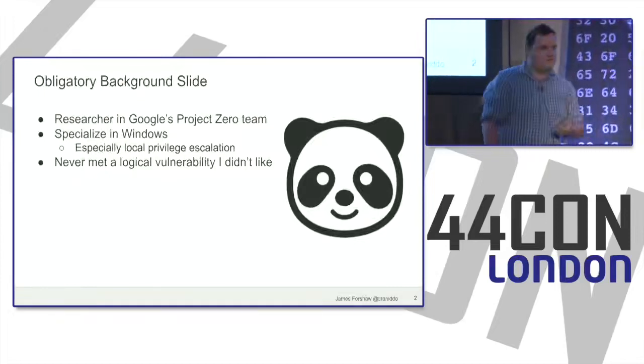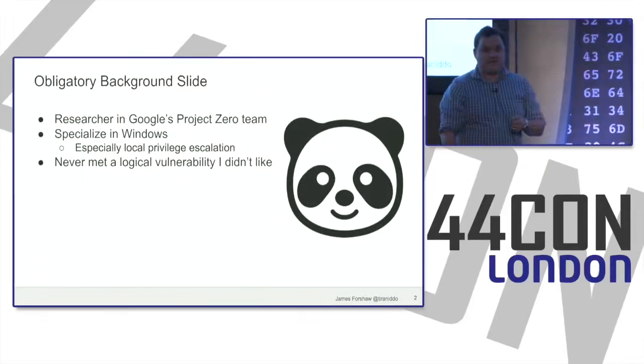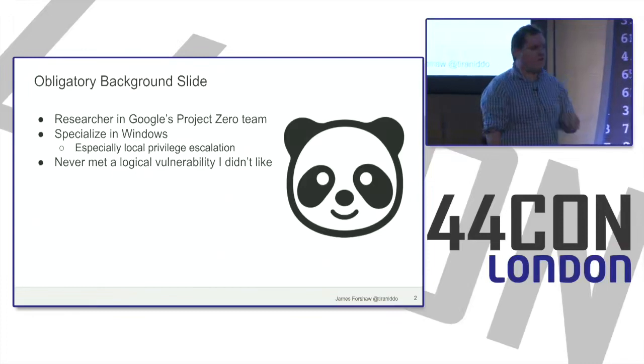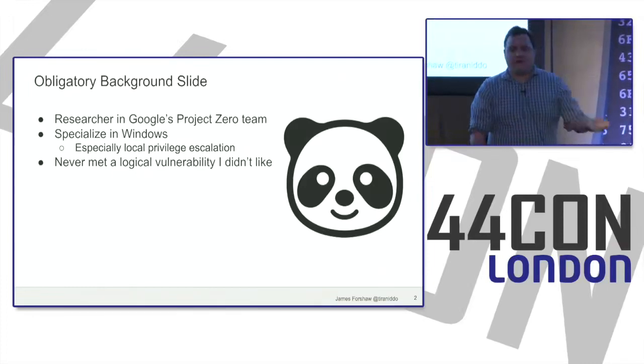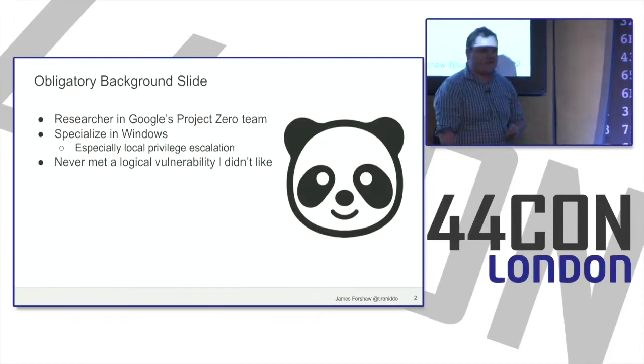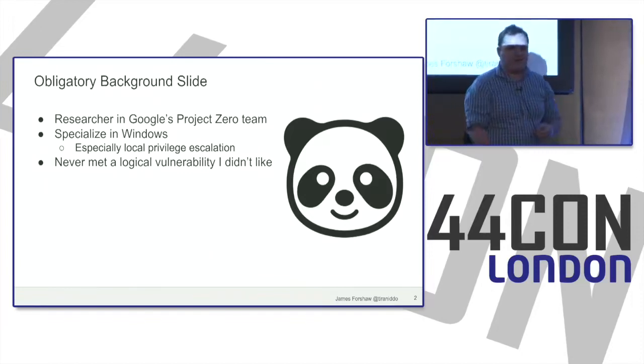I work for Google on the Project Zero security research team, and I specialize mainly in Windows research, on the local privilege escalation side primarily. And I'm very much logical bug focused. I don't tend to do fuzzing unless I really have to. I always try and find interesting bugs which are design flaws or logical bypasses of code.